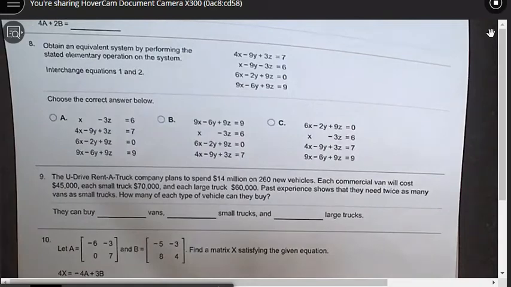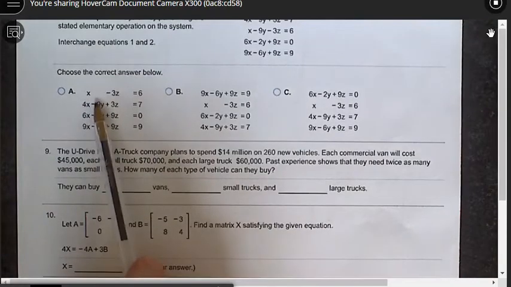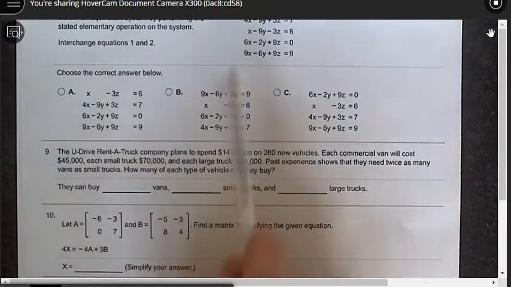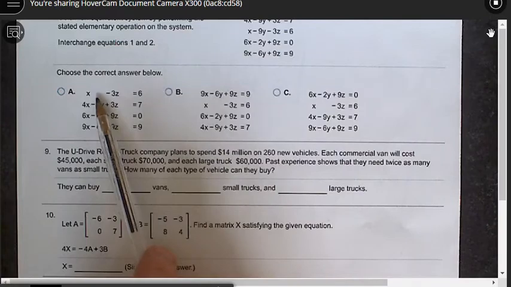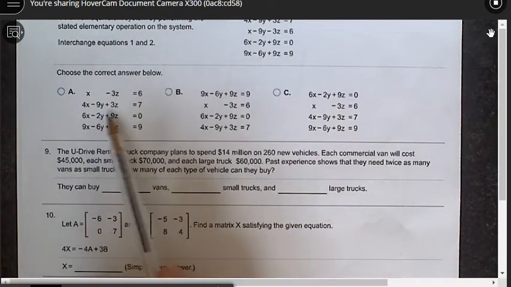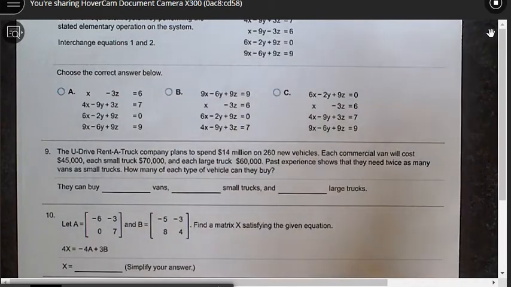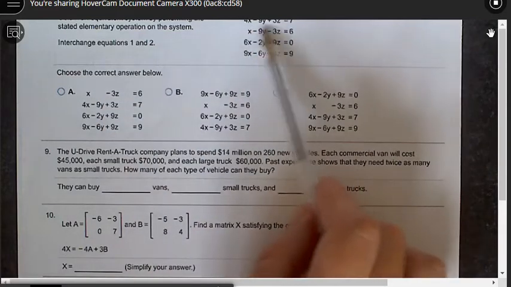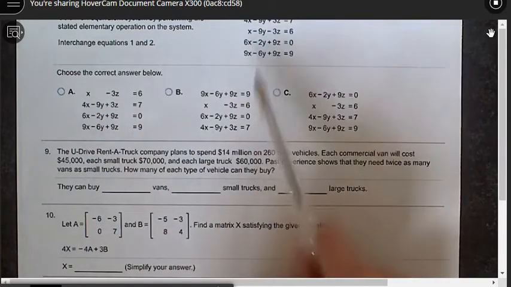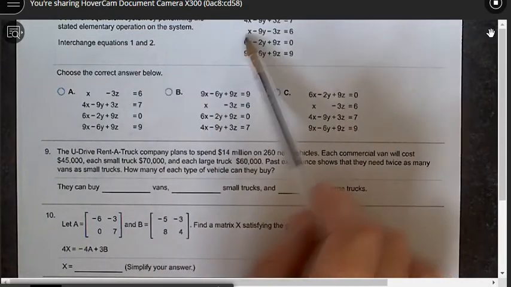It's almost like there's a typo because it would have to be A, but A is missing the 9y that should be here. There should have been a negative 9y here because we got the 4x minus 9y plus 3z. Yeah, it's got to be A, but there's a typo. This value right here got left out from what was here, because that's the only way it could work. When interchanging 1 and 2, the x value needs to be first.